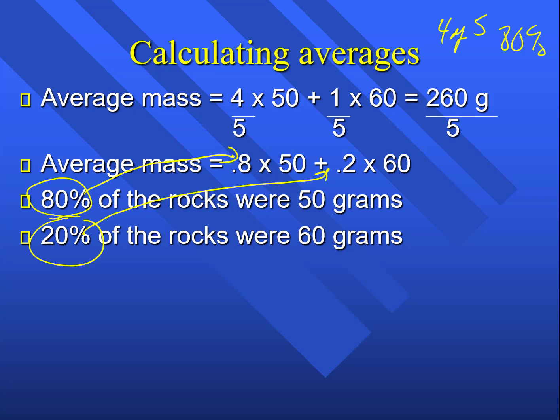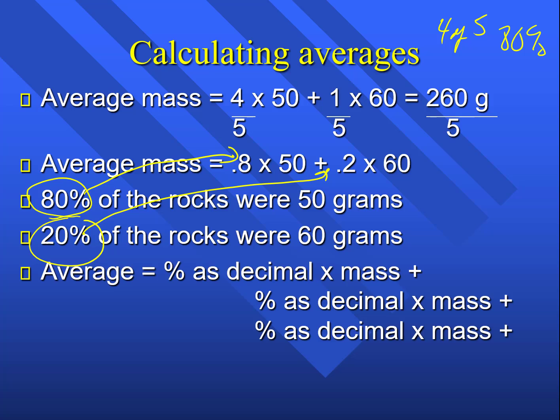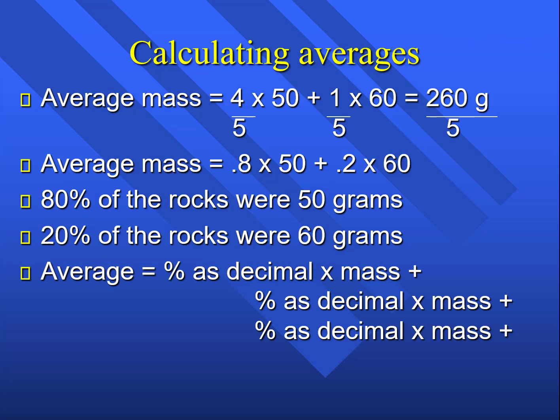Or I could write it as, to find the average, take the percent as a decimal, that 0.8, times the mass, plus the percent as a decimal, times the mass. So that's the percent as a decimal of the first one, times the mass of the first one, the percent as a decimal of the second one, times the mass of the second one, the percent as a decimal of the third one, times the mass of the third one.